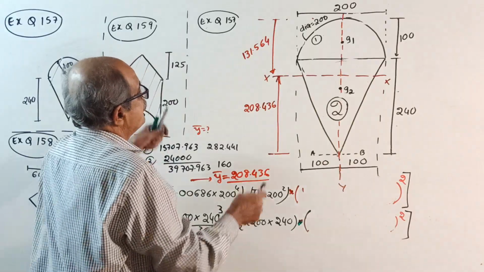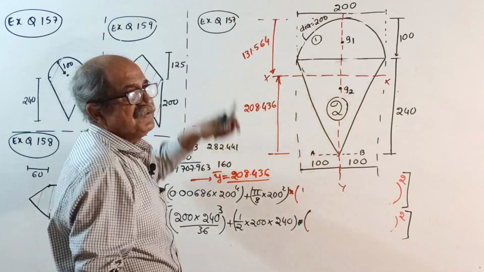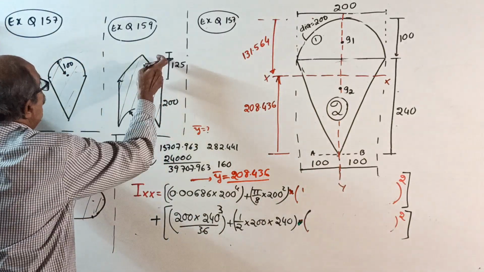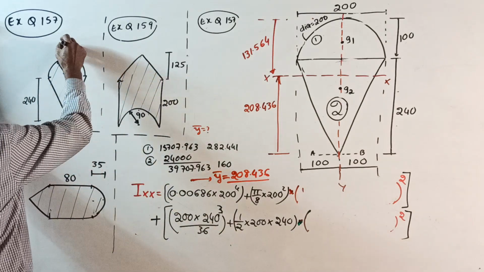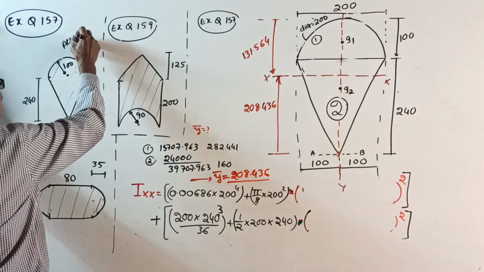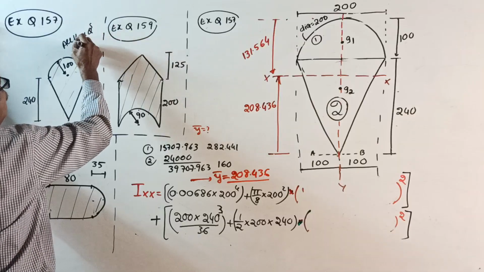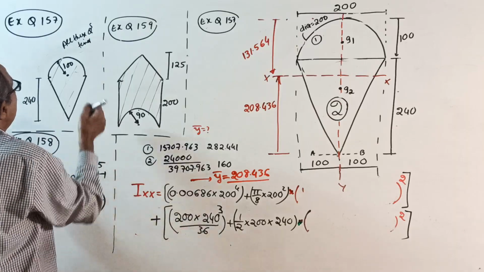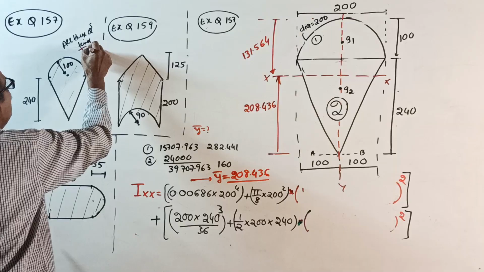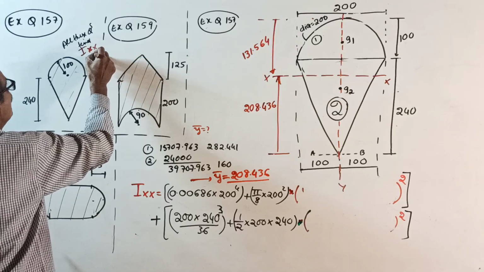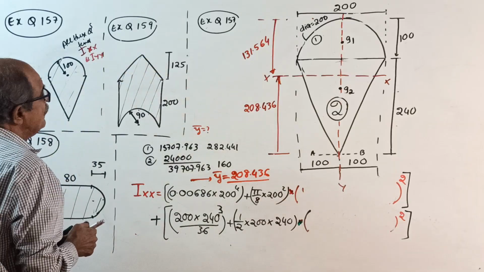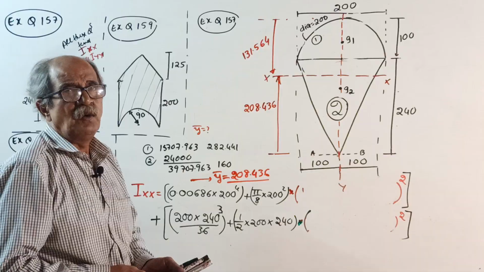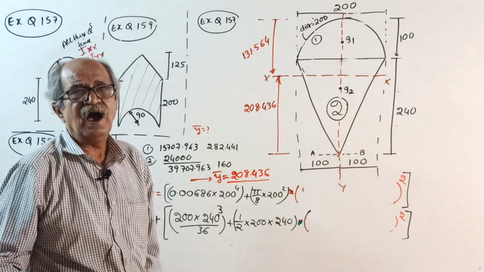I about XX. See, IG plus A h square. All the questions I forgot here, you make a note. All these questions, find all these three questions. Find IXX and IYY. Usual dimensions in millimeter. IG plus A h square. Now onwards, IG and area I will not explain.